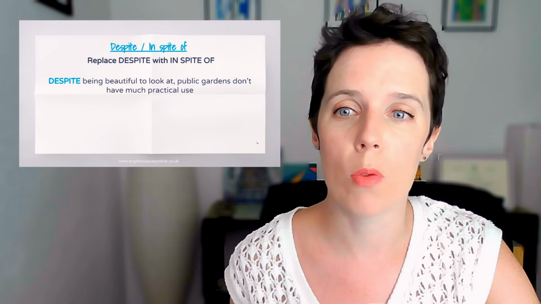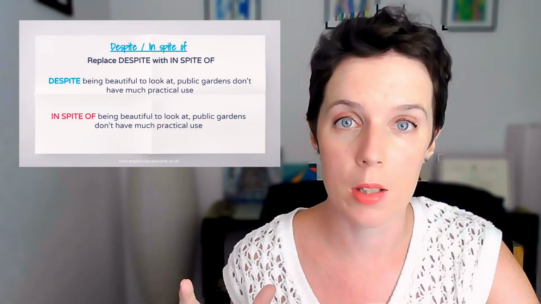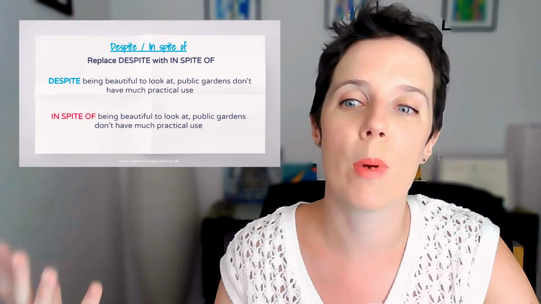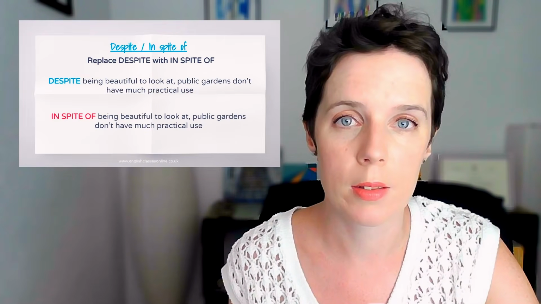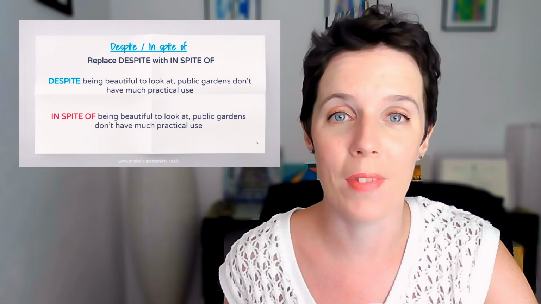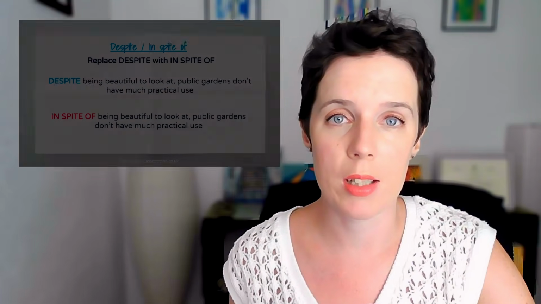Remember, you can also replace despite with in spite of, and it means exactly the same. So, despite being beautiful to look at, in spite of being beautiful to look at. You can use them interchangeably, but always make sure you have that ing form. So that's the first mistake I see.